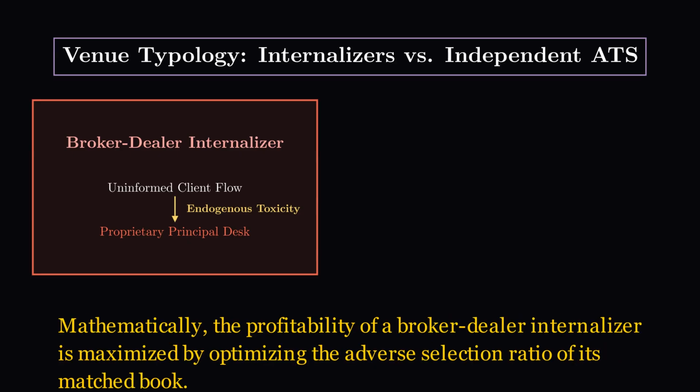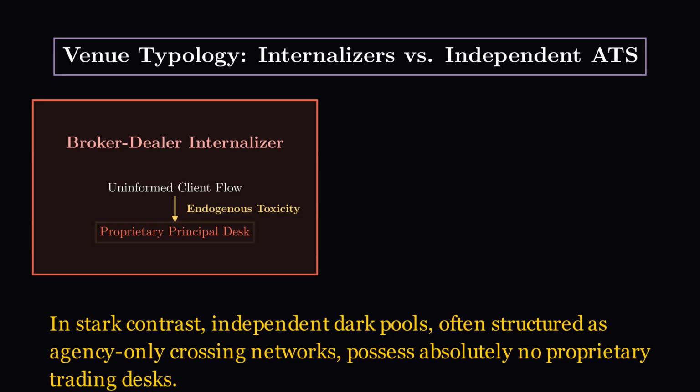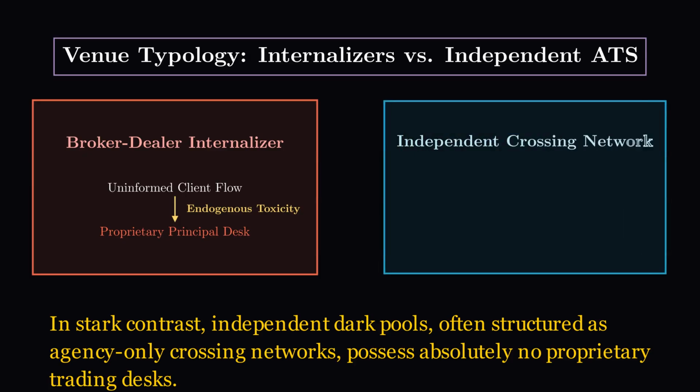exchanges. Mathematically, the profitability of a broker-dealer internalizer is maximized by optimizing the adverse selection ratio of its matched book. If the toxicity coefficient exceeds a strictly parameterized threshold, the internal pricing engine halts liquidity provision, effectively stranding the client order. In stark contrast, independent dark pools, often structured as agency-only crossing networks, possess absolutely no proprietary trading desks.